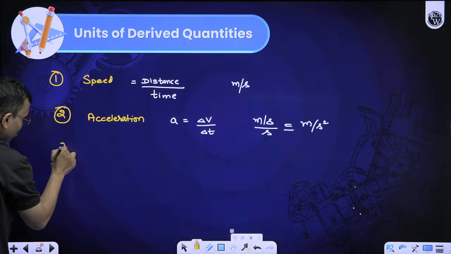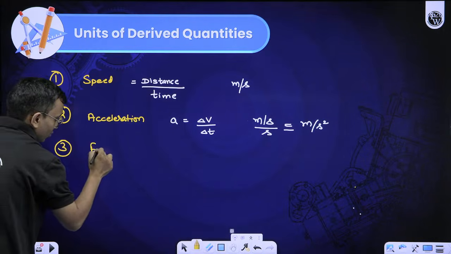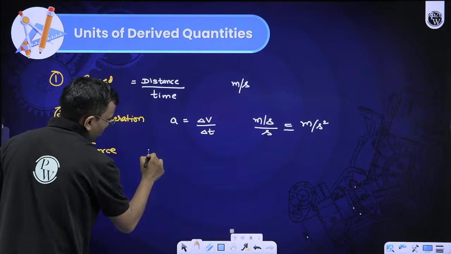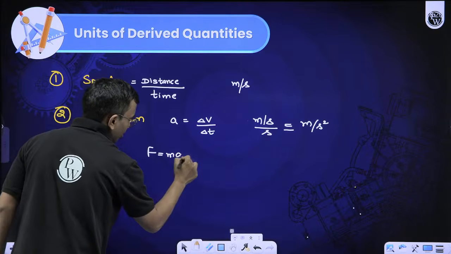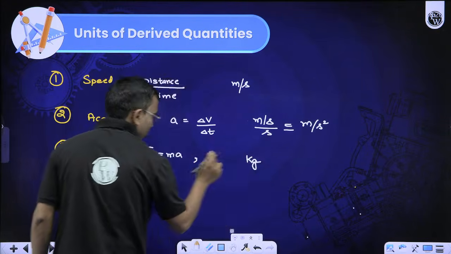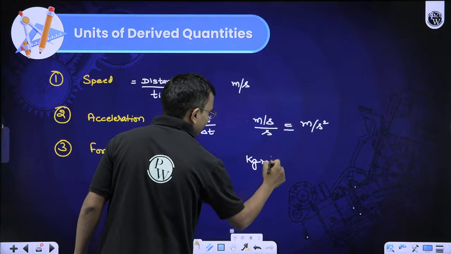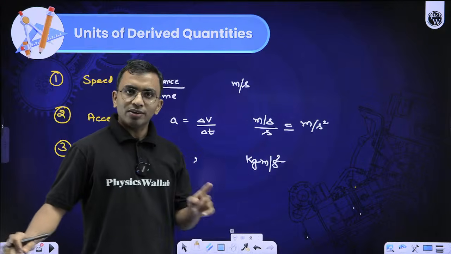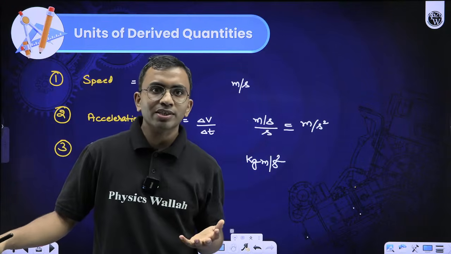Third, you may take force. You know force is equal to mass into acceleration. What is the unit of mass? That is kg. What is the unit of acceleration? Meter per second square. So I got the unit, and this is what we call Newton. Newton is 1 kg meter per second square.